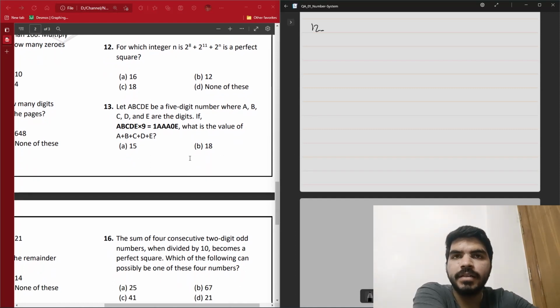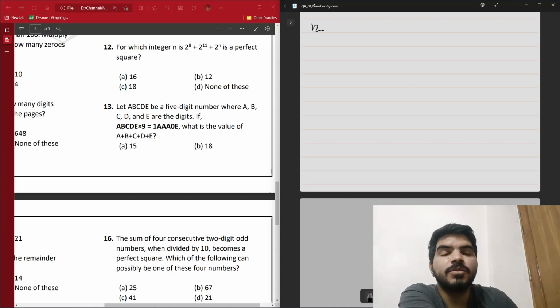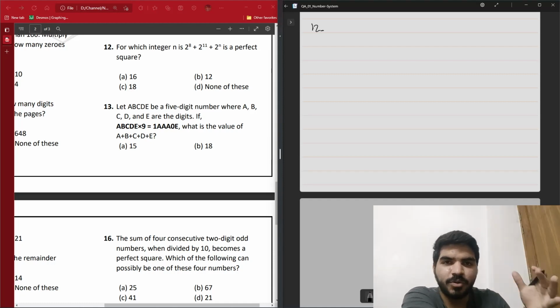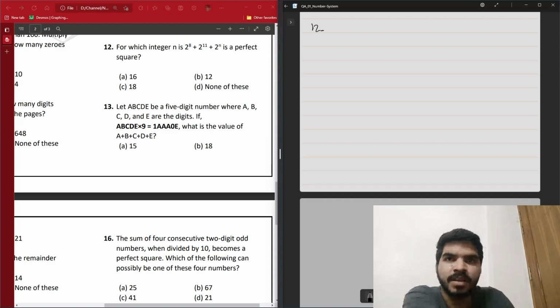For which integer n? How many of you will skip this question? Mostly, all of you. See, there's a way. If you practice these questions, you will realize how to figure out the answers.